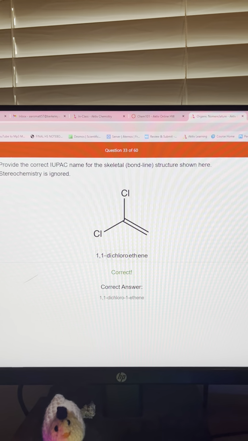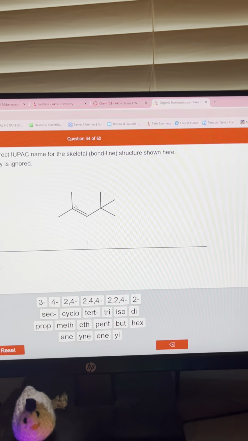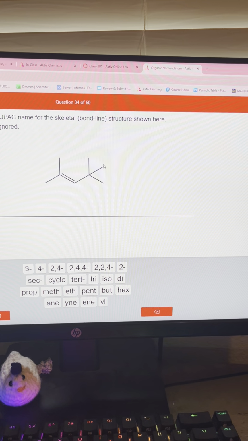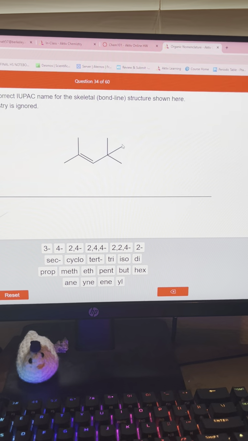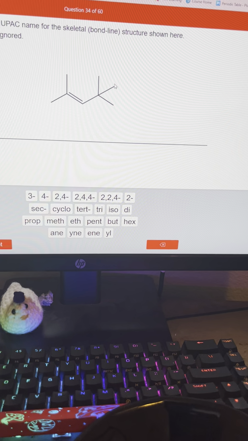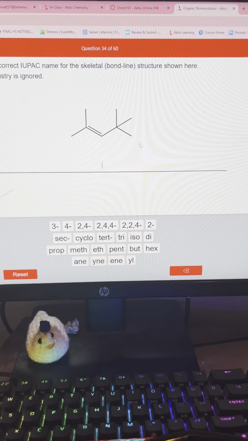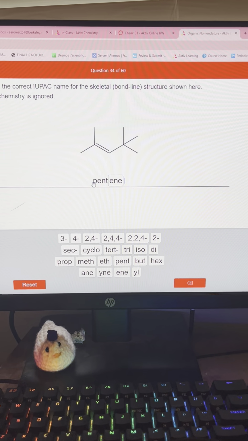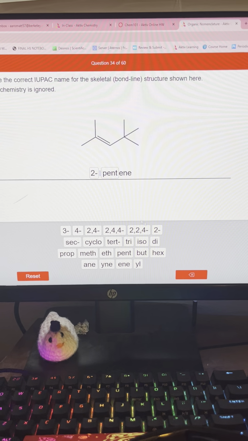That one was confusing. Next, we have this one. Remember, we start closest to the double bond. So we have 1, 2, 3, 4, 5. All right, so we start at 5. Our 1, 2, 3, 4, 5. So we're working with pentene, remember, because of the double bond. We put where the double bond is. Double bond is at 1, 2. So we put 2 in front.